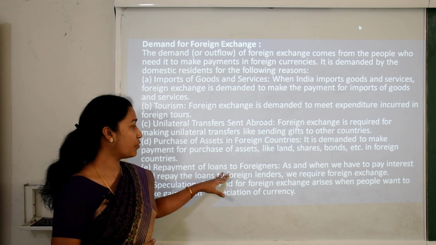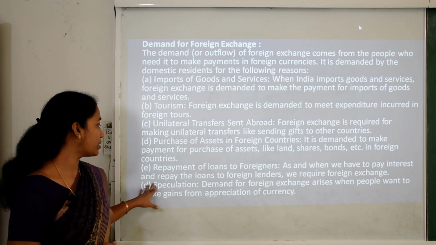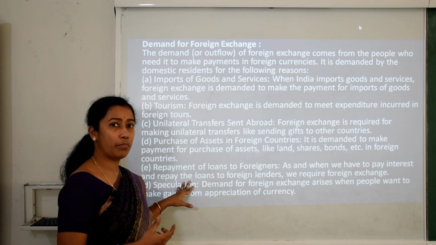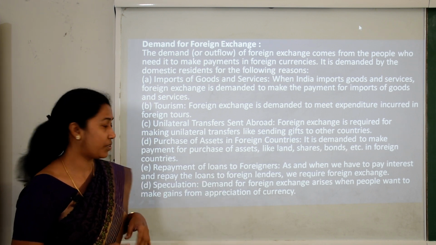Then repayment of loans to foreigners. That means as and when we have to pay interest and repay the principal amount of a loan to foreign lenders, we require foreign exchange.